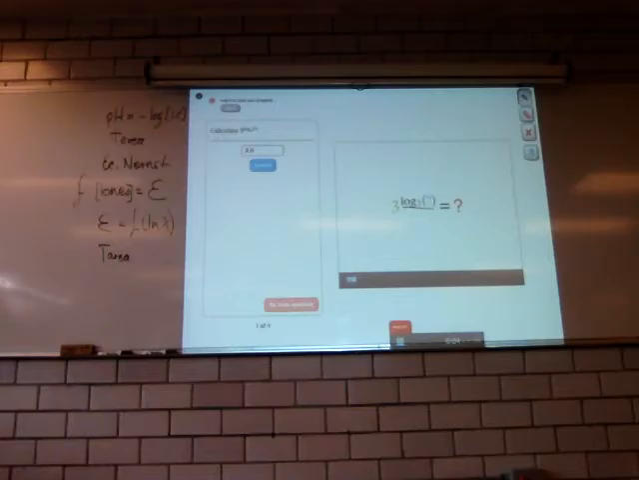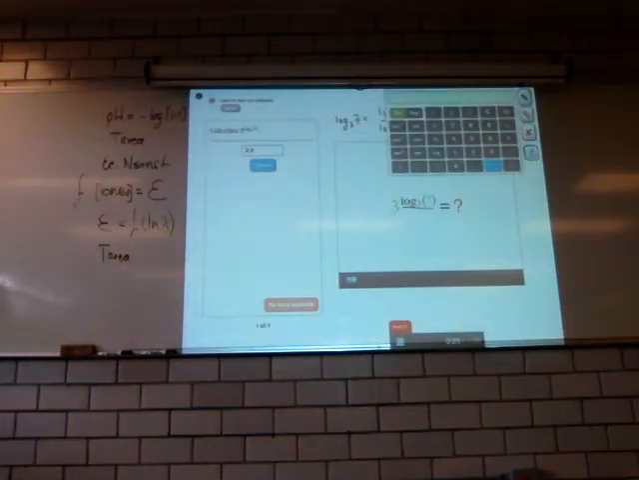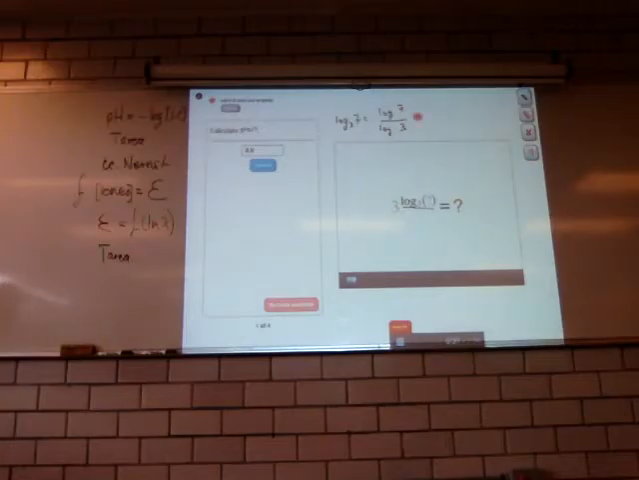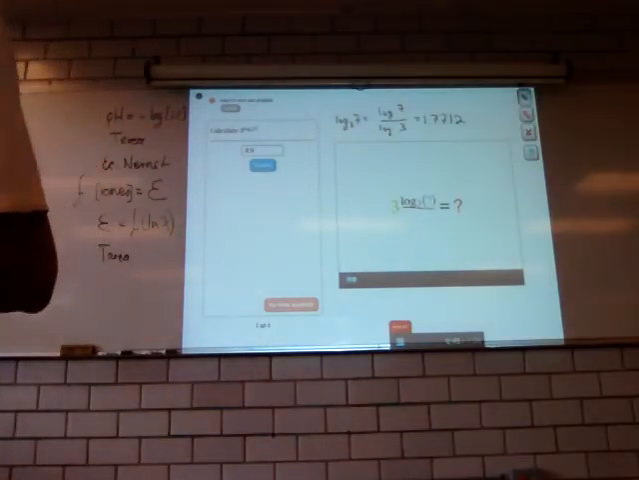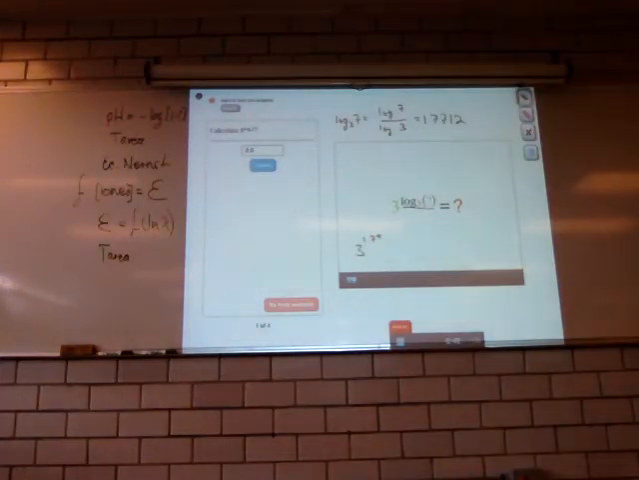The log base 3 of 7 is not something we can do in a calculator, but we can use an identity to rewrite the log base 3 of 7 as the log of 7 divided by the log of 3. And now these are both base 10, which our calculator can do. Let's try plugging them in and see what comes out. So the log of 7 divided by the log of 3 is equal to 1.7712. And the question is asking us what 3 raised to the power of that is equal to. So what's 3 raised to the 1.7712?